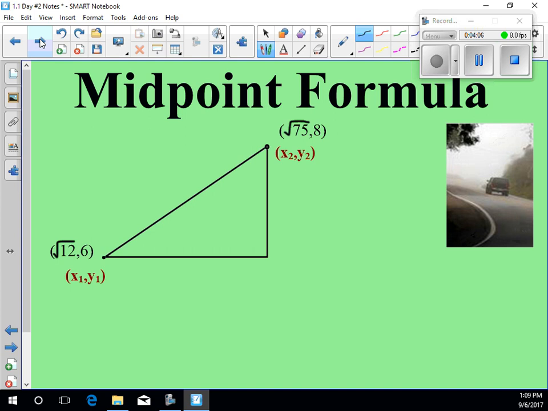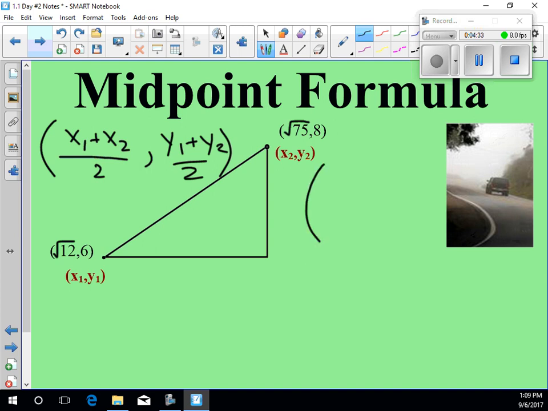Midpoint formula. Somebody's got to know it out here. What do I do with my x's? And then what do I divide by? 2. I add them together and divide by 2. Same thing with my y's. All right, I'm going to take my x values, add them together, take my y values, add them together, divide by 2. Let's see what this works out to be. My x's, well, that's square root of 12 plus square root 75 divided by 2.